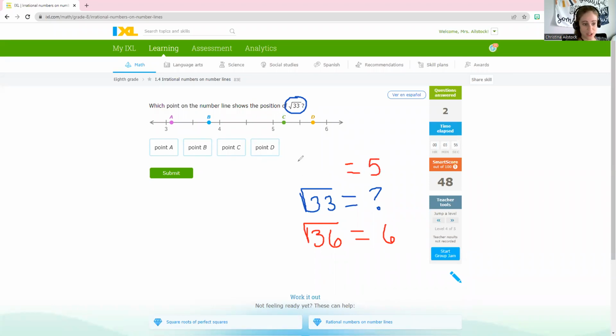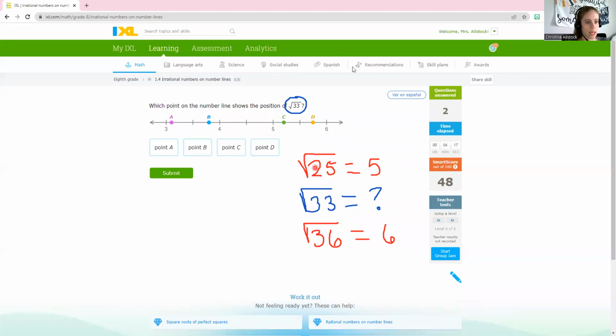5 times 5 is 25, so the square root of 25 is 5. These are our two whole numbers, 5 and 6, that fall around the square root of 33. That tells us that the square root of 33 is somewhere between 5 and 6 on the number line.